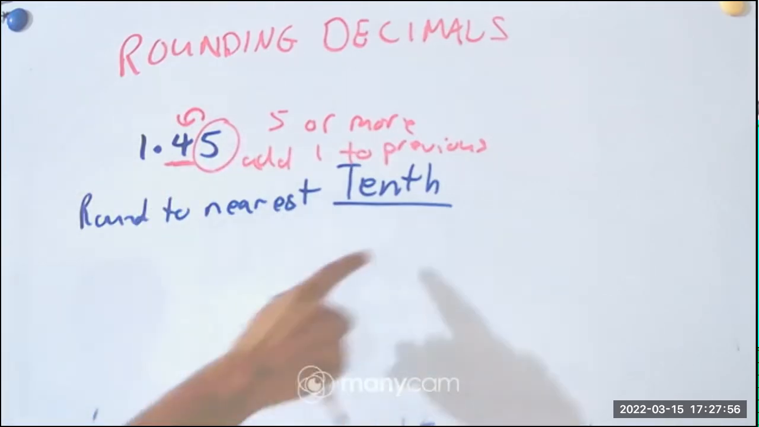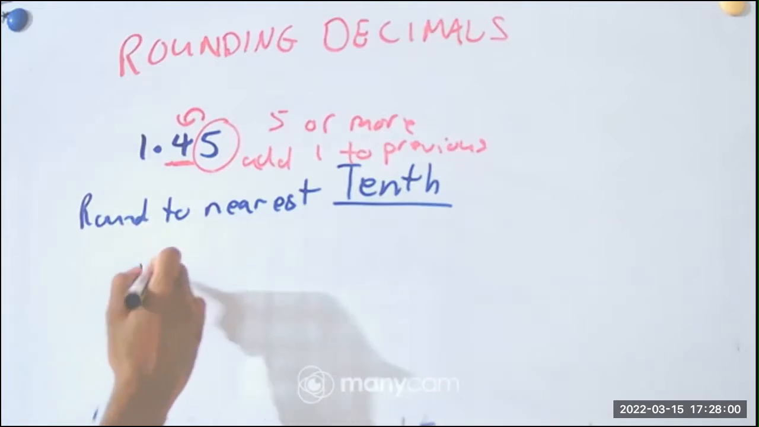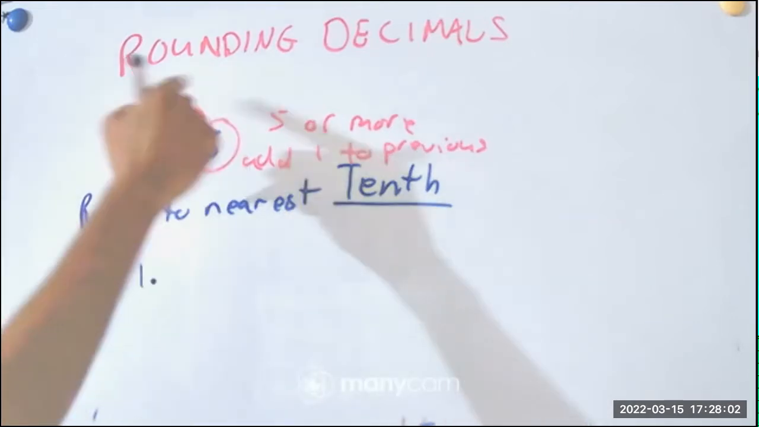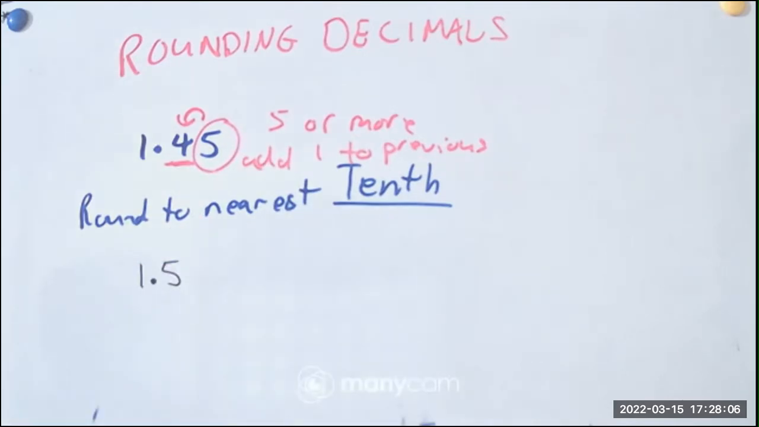Therefore, rounding to the nearest tenth, this is what we would get. The 4 would go to 5 because we need to add 1, and we would get 1.5. So that is how we round to the nearest tenth. Do not be confused with rounding to the nearest ten, right? This is decimal rounding.